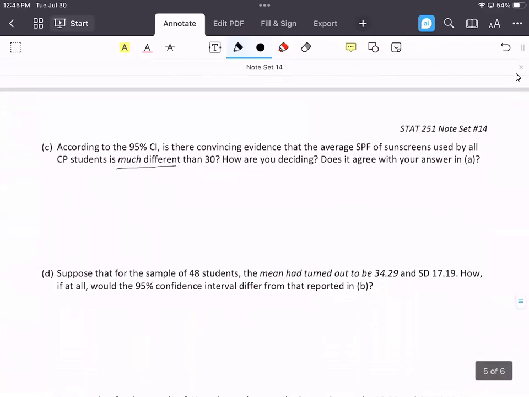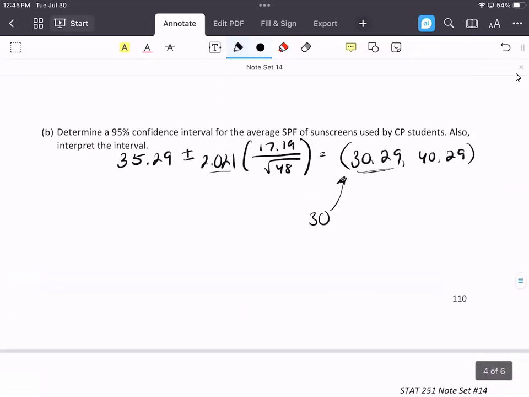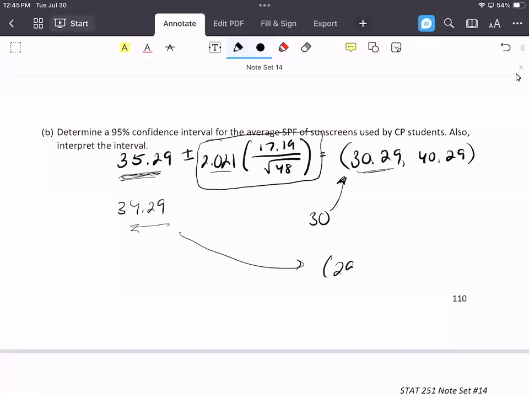Suppose that for the sample of 48 students, the mean had turned out to be 34.29 and the standard deviation 17.19. How, if at all, would the 95% confidence interval differ from that reported in B? The margin of error in this case would not change, okay? All that we're going to do is shift this. Instead of 35, we're shifting it down to 34.29. So we're shifting the mean down by 1. So what's going to happen if we shift that down by 1? Well, then we'd end up with 29.29 to 39.29.